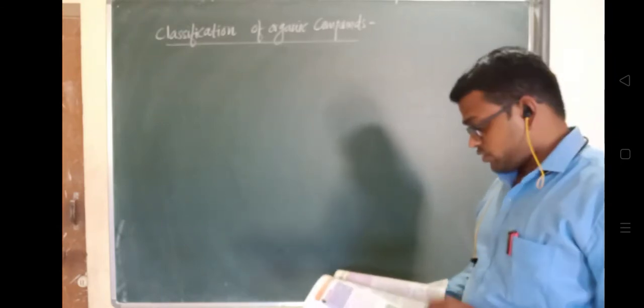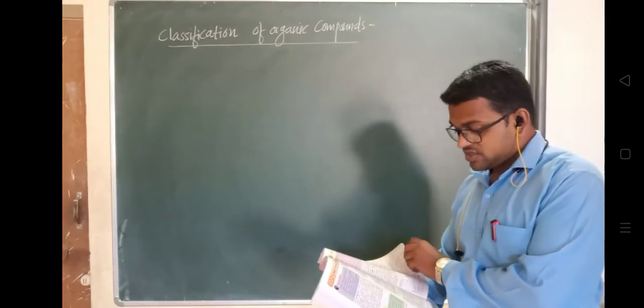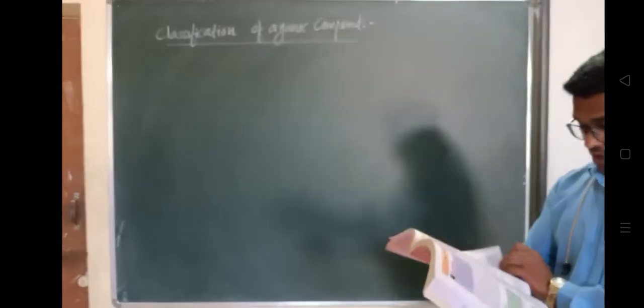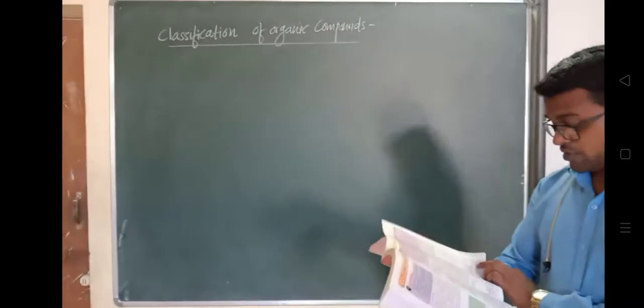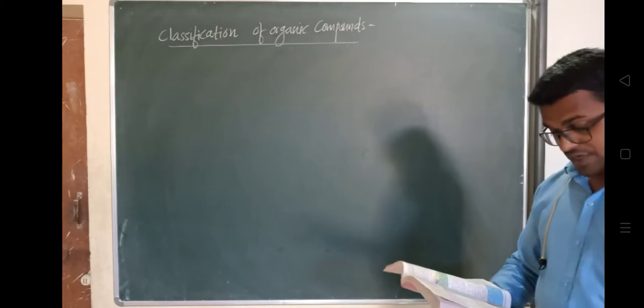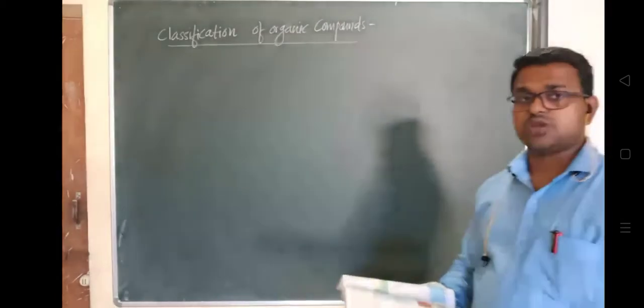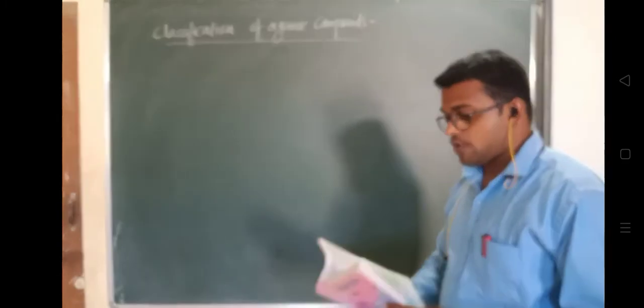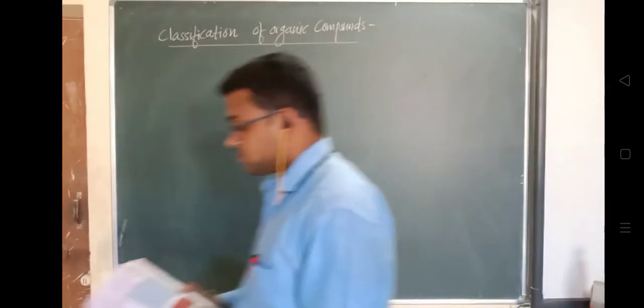There are different methods. We have seen the wedge formula, the Fischer projection, then the Newman projection, and also the Sawhorse, which is also called the perspective formula. Today we'll see the overall classification of organic compounds, how they are classified. That is what we will focus on.